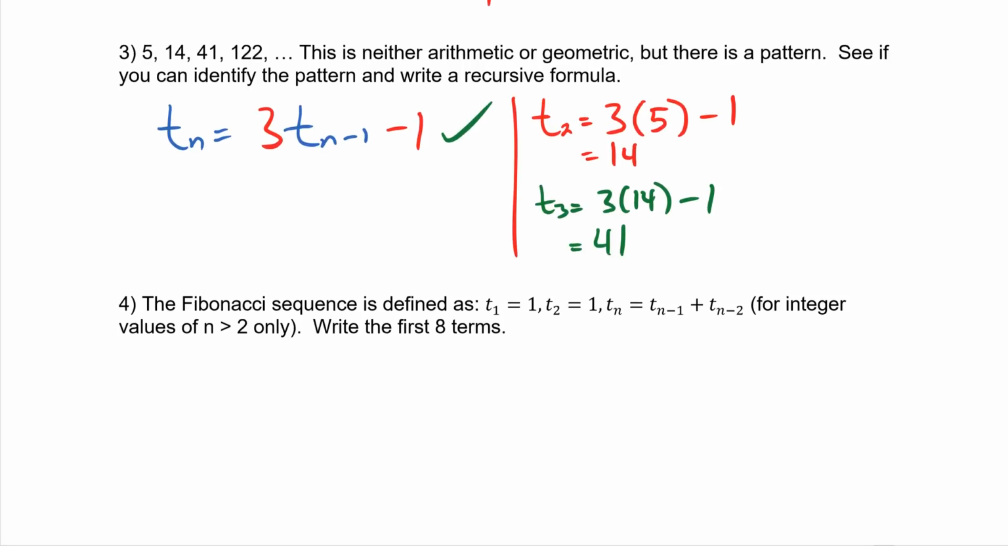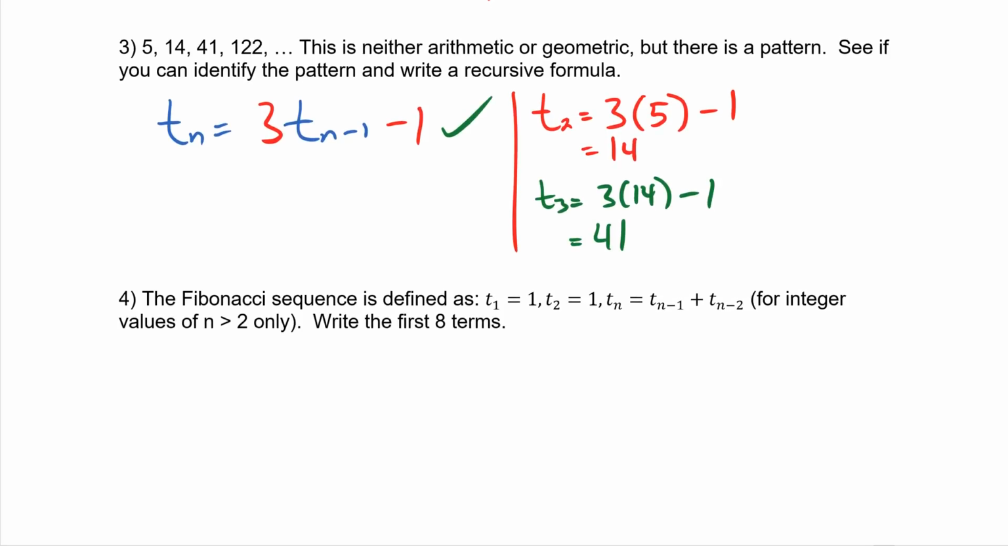Now, a special type of recursion formula, and this is kind of famous in math, is called the Fibonacci sequence. Now, it's defined as: if term 1 is equal to 1 and term 2 is equal to 1, then term n is equal to term n minus 1 plus term n minus 2. Now, we've been using n minus 1 as the previous term, so what n minus 2 would be is if you go back 2. So what this means, the first term is 1, the second term is 1, now we want to figure out what the third term is.